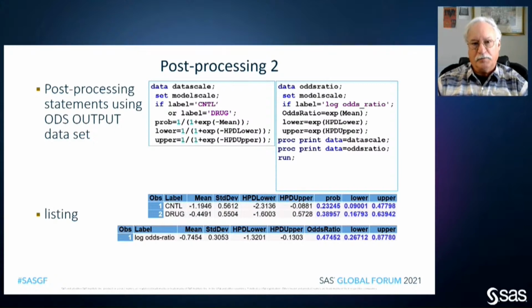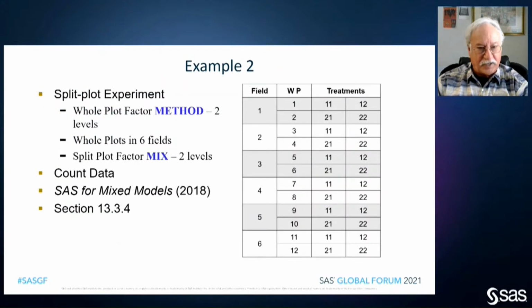But either one of these can be used in a final report. So that's the binomial example. So at this point, let's go on to our second example. This was in chapter 13 of SAS for Mixed Models.